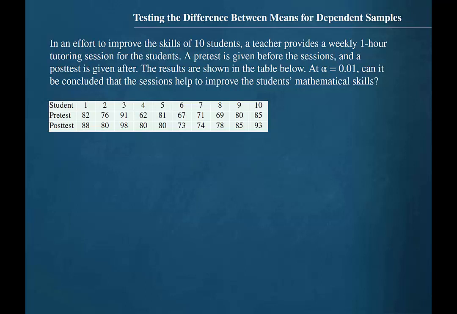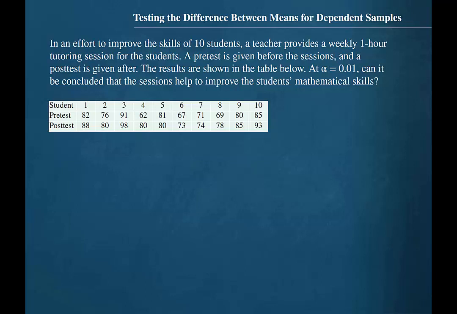In an effort to improve the skills of 10 students, a teacher provides a weekly 1-hour tutoring session for the students. A pretest is given before the sessions and a post-test is given after. The results are shown in the table below. At alpha equal to 0.01, can it be concluded that the sessions help to improve the students' mathematical skills?